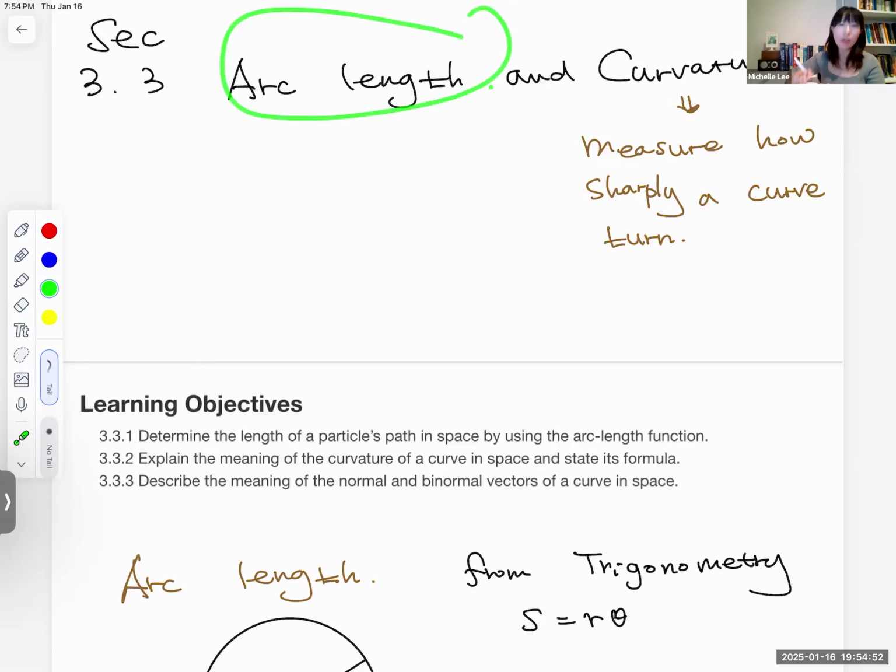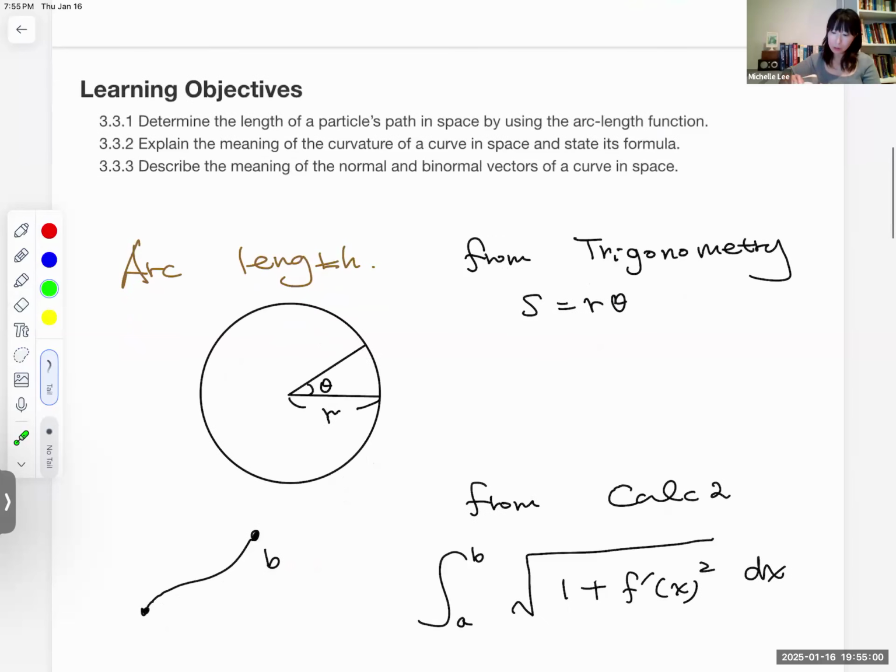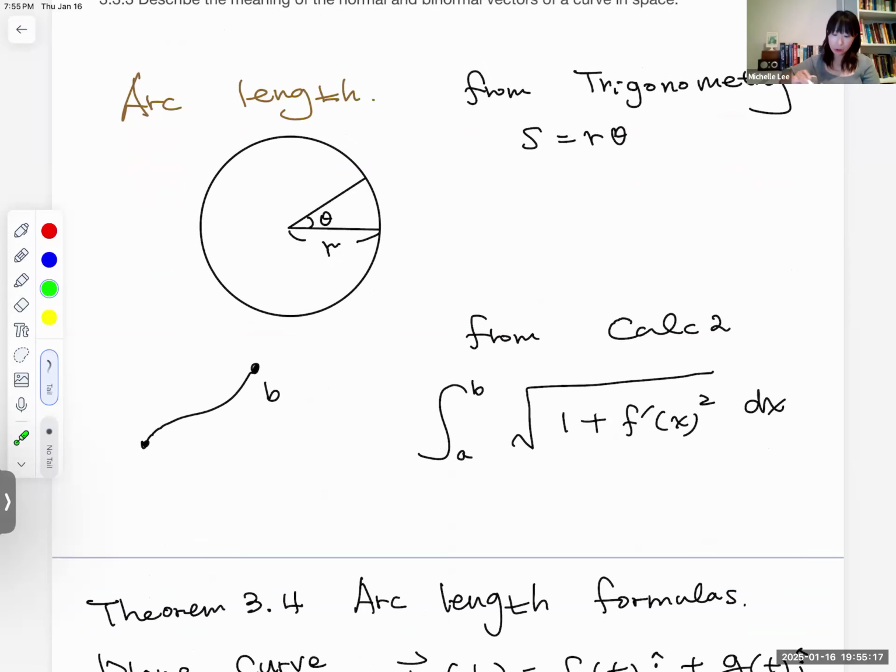Arc length, we talked about it in the previous class, right? From trigonometry, we have the symbol s equals r times theta, where r is the radius and theta is in radians. And from Calculus 2, we have arc length. How to find arc length? We have the integral of the square root of 1 plus f prime of x squared dx.